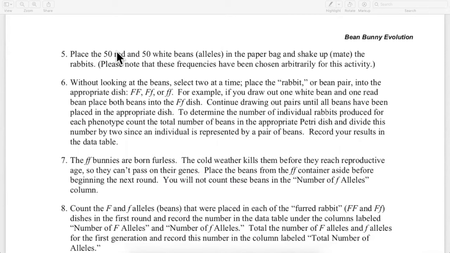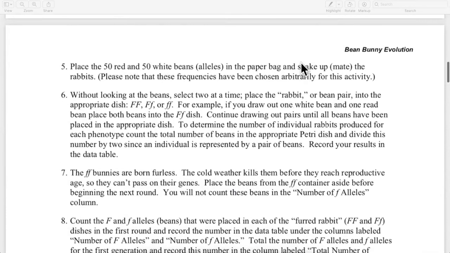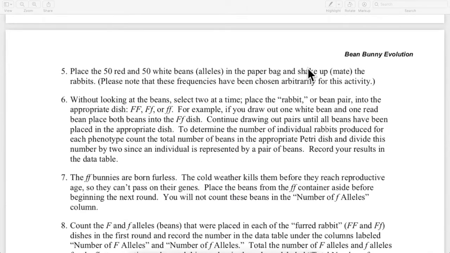Place 50 dominant alleles and 50 recessive alleles in the paper bag or whatever you're using and shake it up. That is the rabbits' mating. Please note that the frequencies have been chosen arbitrarily for this activity. So it's not always going to be 50-50 to start with. That's just how we're starting.